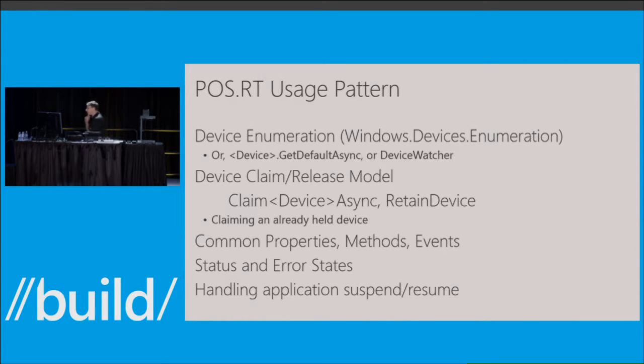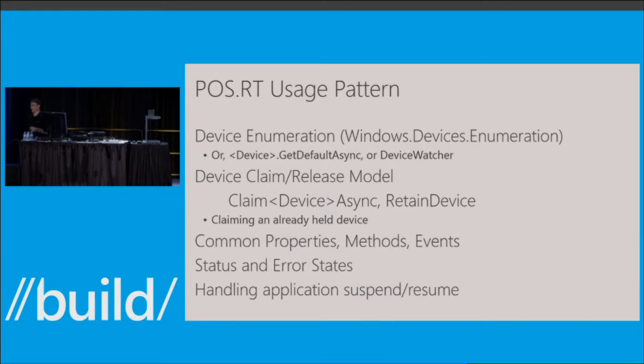There is an interesting notion here, which is a notion of a claim and release model. So creating an instance of a device only really gets you an instance of the device, right? But it doesn't give you the ability to read-write data to that device. What you need to do is claim that device. Once you've claimed the device, you can then set up your data callback to receive data from that.